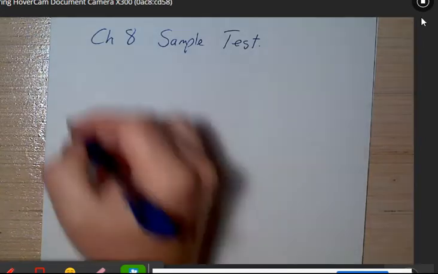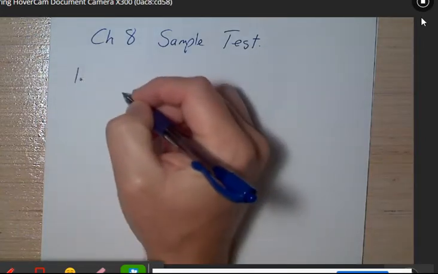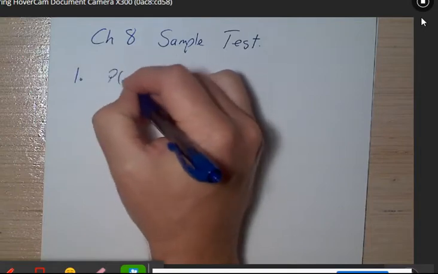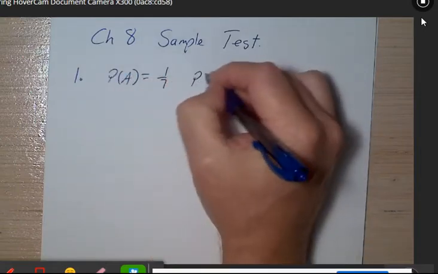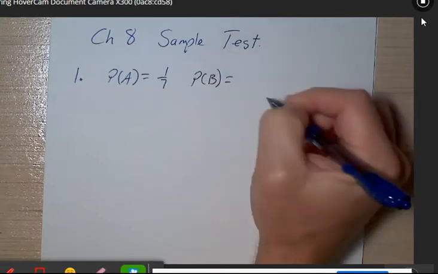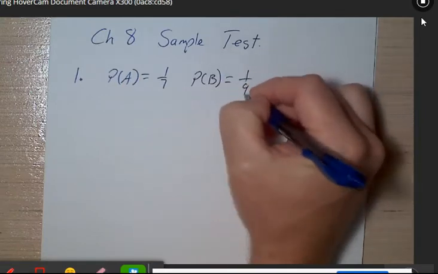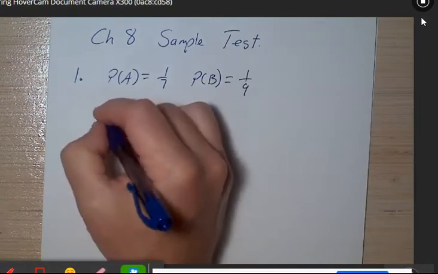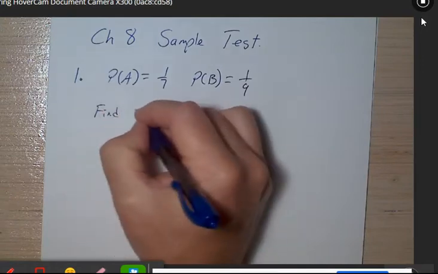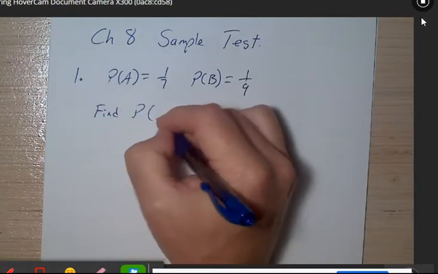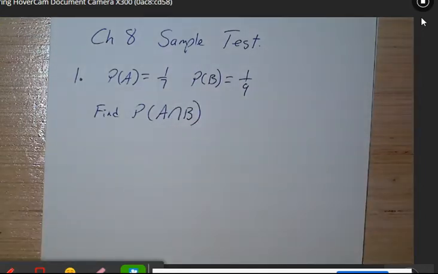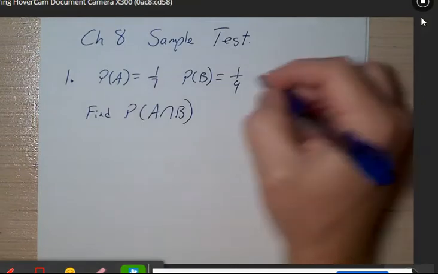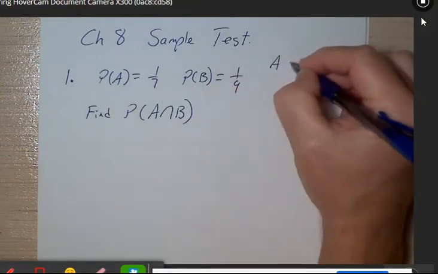So okay, number one, we've got the probability of A is 1/7. The probability of B is 1/9. And we're going to find two things. We're going to first find the probability of A intersect B. Now, the one thing I forgot to put back up here is that A and B are independent events.